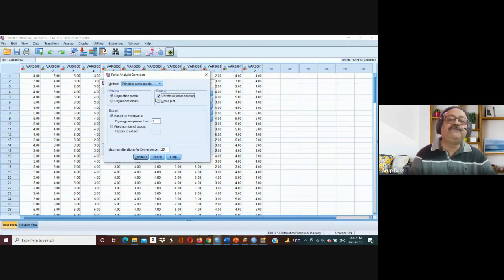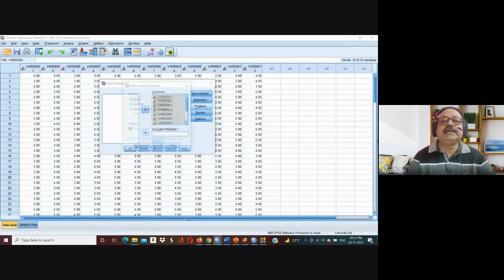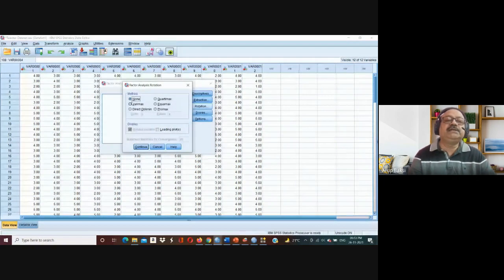And this is the graphical representation we were talking about, the scree plot. So you can go for the scree plot also. Now, the maximum number of iterations for convergence is 25. The algorithm will decide this by default, so no need to disturb this. Let it be 25 only. So continue. Rotation. Now, for rotation, go for varimax, because we want to maximize variance.